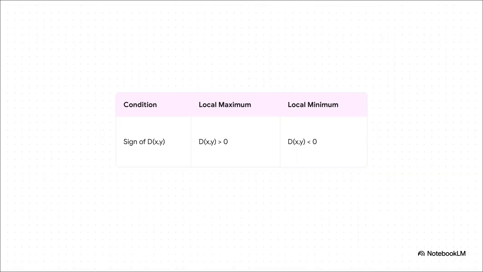And after all that math, the rule itself couldn't be simpler. You just look at the sign of the final number you get from the Hessian. If that number is positive, congratulations, you found a local maximum, a peak. If it's negative, you found a local minimum, a valley. It gives you a clear, unambiguous answer.